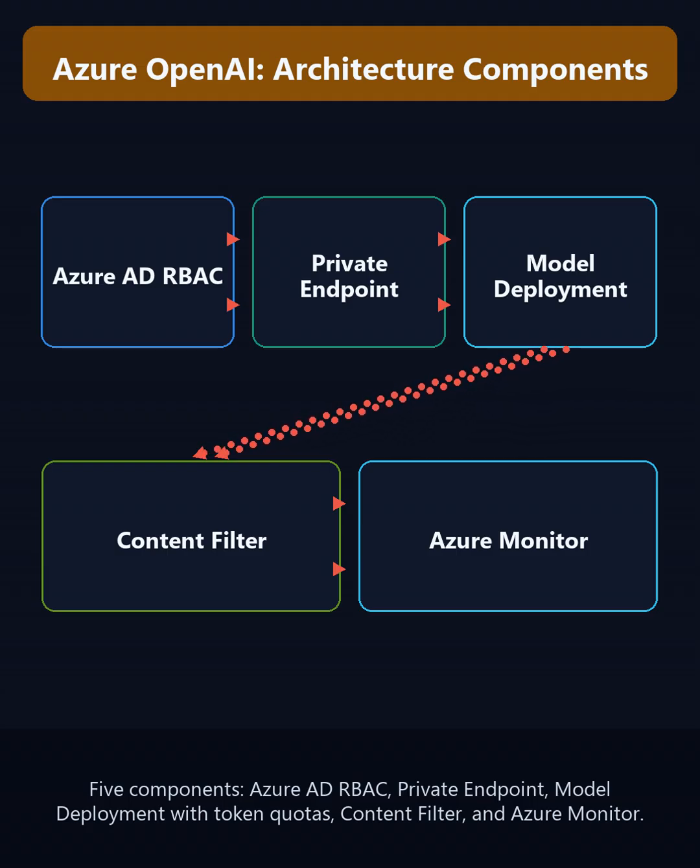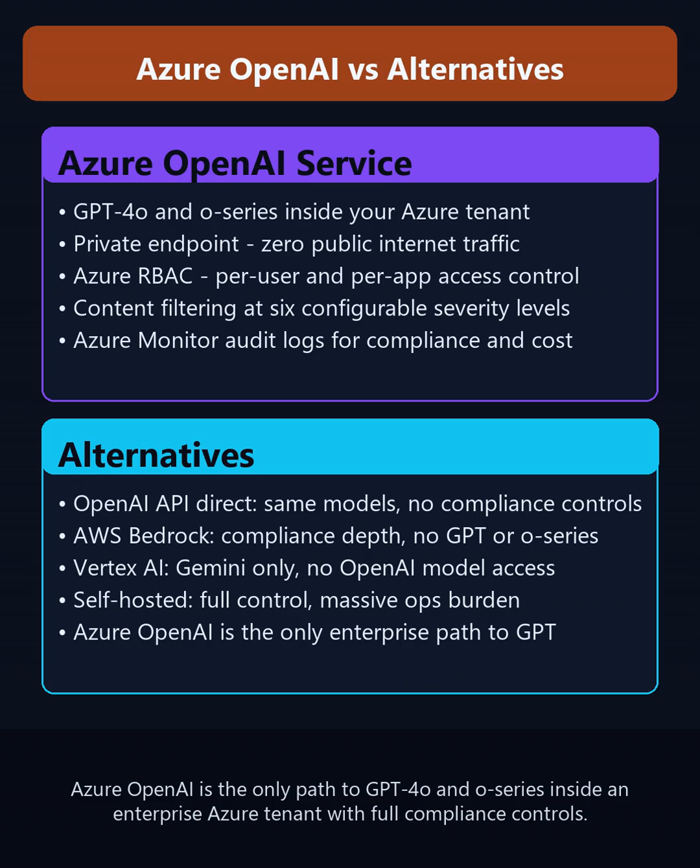How does Azure OpenAI compare to alternatives? The direct OpenAI API has the same models but no private networking, no Azure RBAC, no data residency controls, and no Azure Monitor integration. AWS Bedrock has compliance depth but no OpenAI models, only Anthropic, Meta, and Amazon models. Google Vertex AI provides Gemini, not GPT. Azure OpenAI is the only path to GPT and O series inside an enterprise Azure tenant.